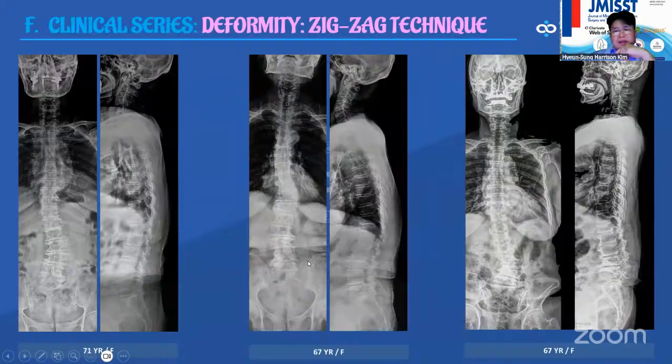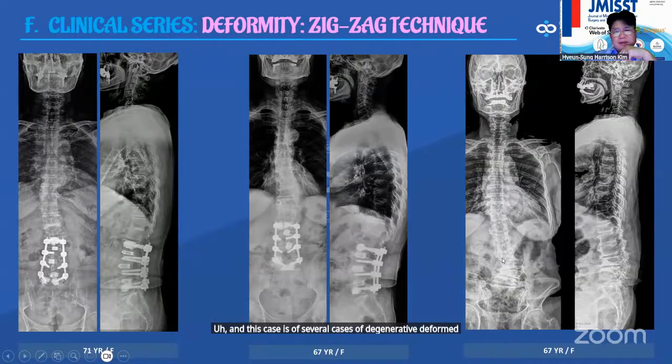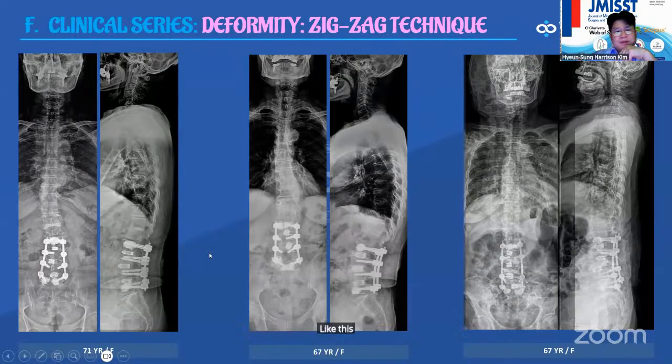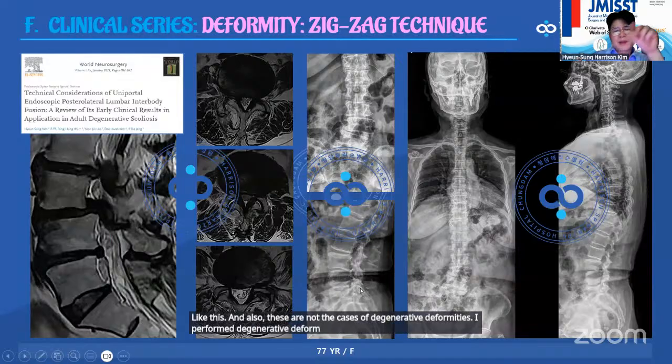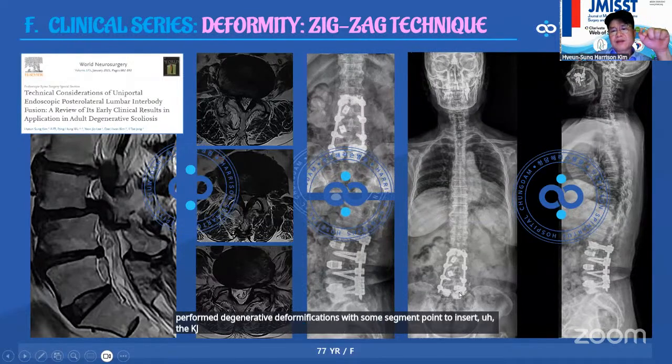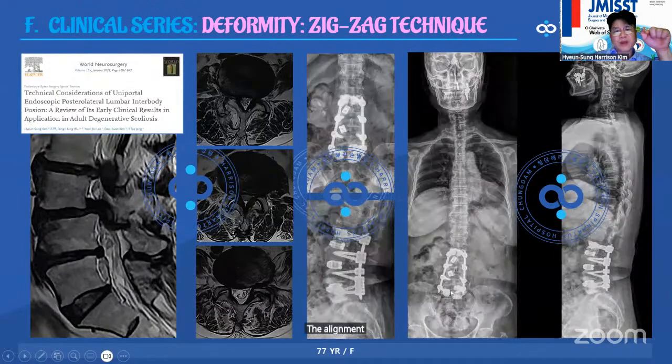And this is one of several cases of degenerative deformity like this. And also this is another case of degenerative deformity. I performed surgery on degenerative deformity cases with some segmental collapse points to insert the cage. Because of that, like this left side, this right side, then afterward the alignment was corrected very, very well.